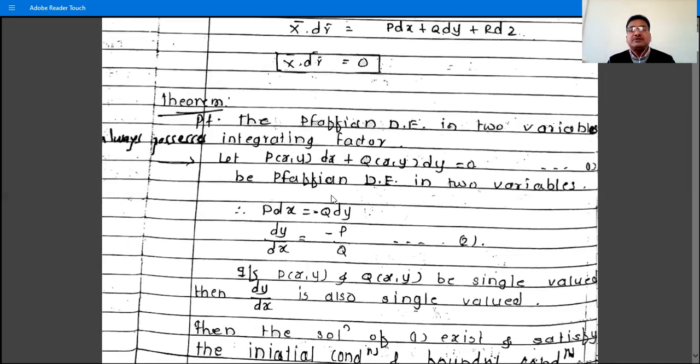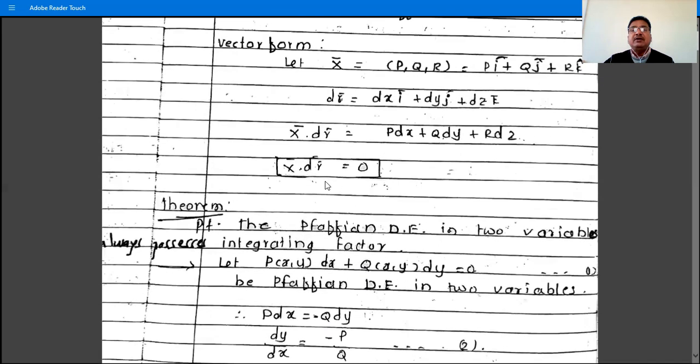And this equation always possesses an integrating factor. That is, we can reduce this equation to an exact differential equation by multiplying by that integrating factor. It is always integrable, either directly or by multiplying by the integrating factor. If the integrating factor is 1, then the differential equation P dx plus Q dy is equal to 0 is itself integrable. But if it is not integrable, then we can make it integrable by multiplying by the integrating factor.